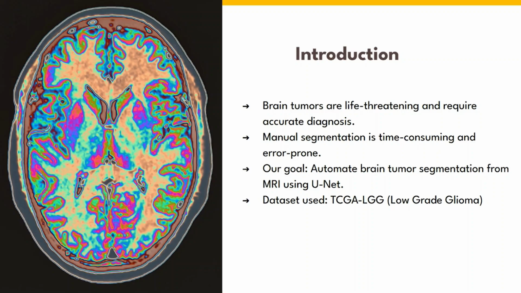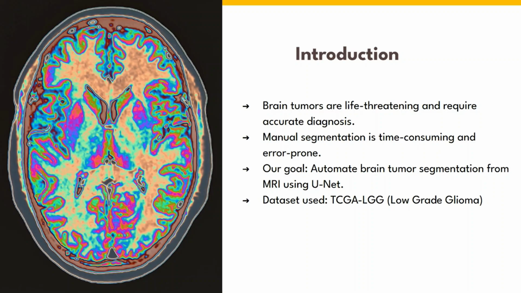Right now, doctors have to segment brain tumors manually from MRI images, but this takes a lot of time and can vary from doctor to doctor. So our main goal was to build a deep learning model that can automatically find and segment tumors from MRI images. This will help doctors get results faster, more accurately, and without human bias.